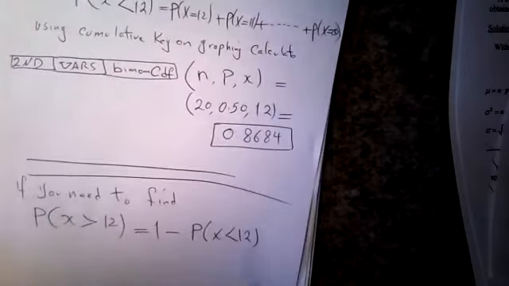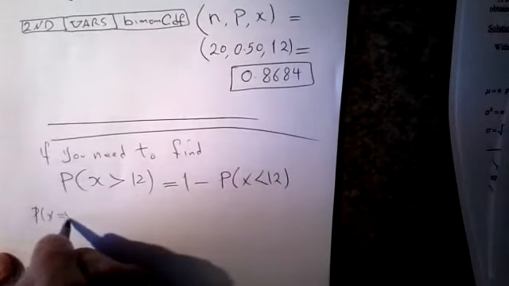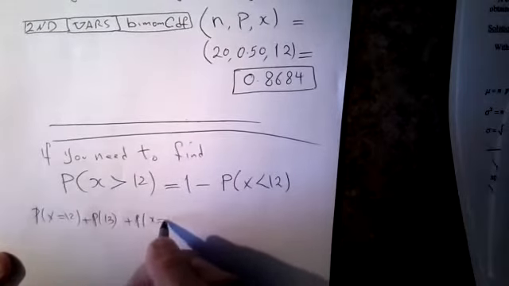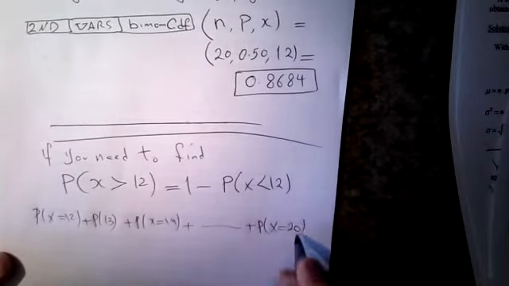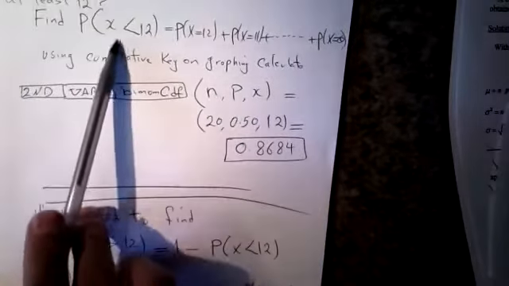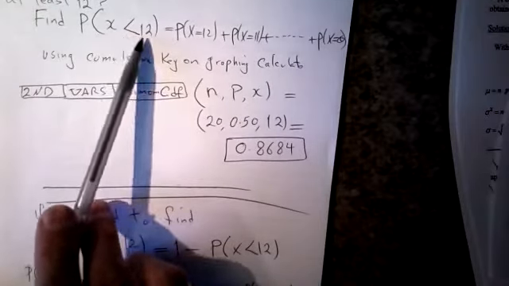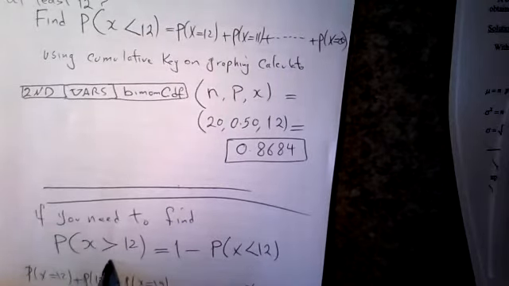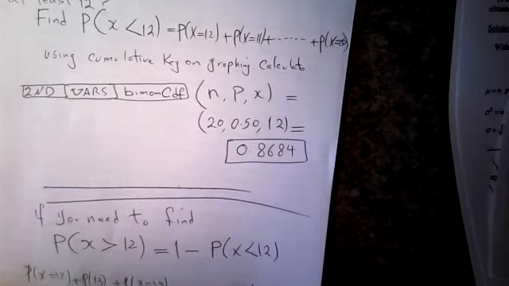What if you want to find the probability of x greater than 12? That means you want to find the probability of x equal 12, x equal 13, x equal 14, all the way to x equal 20. If you want to calculate all these, what do you need to do? Since the calculator always does this part, and the sum of the probabilities is always 1, you could use your calculator, and to find the probability of x greater than 12, whatever you get from here, you subtract from 1.